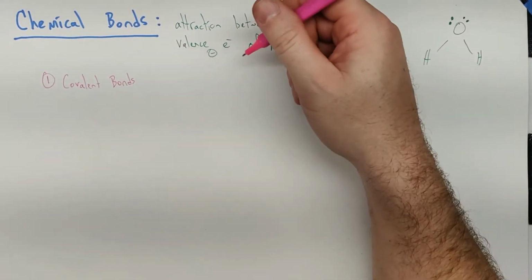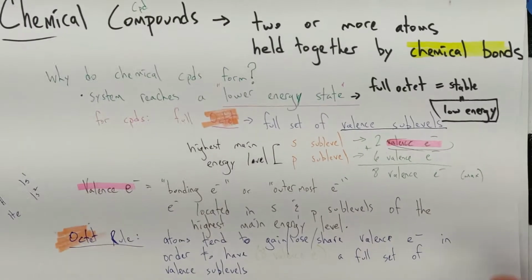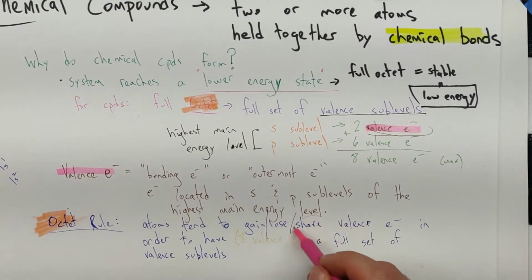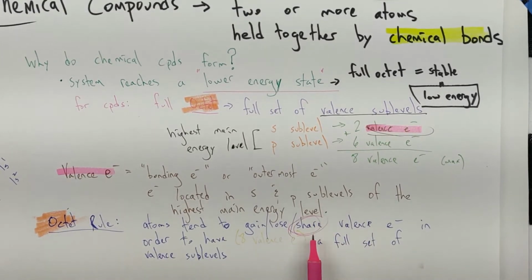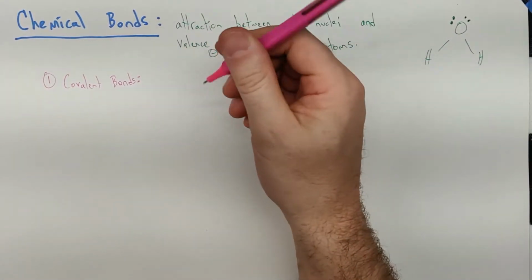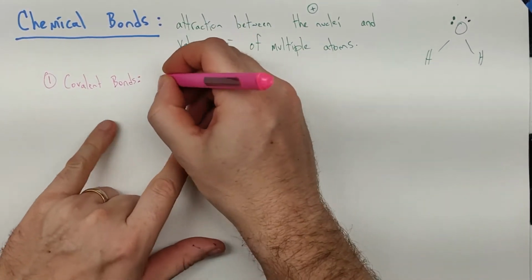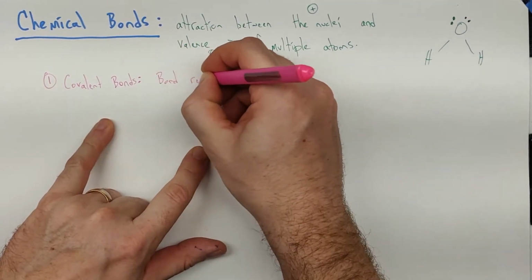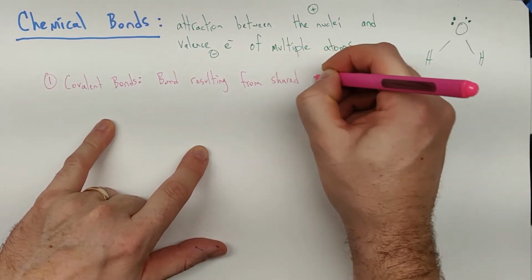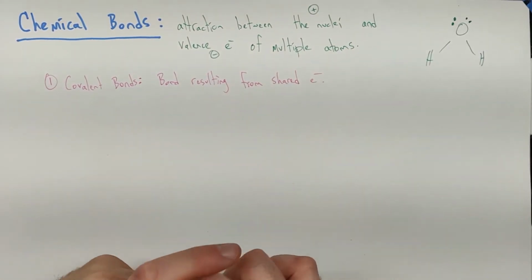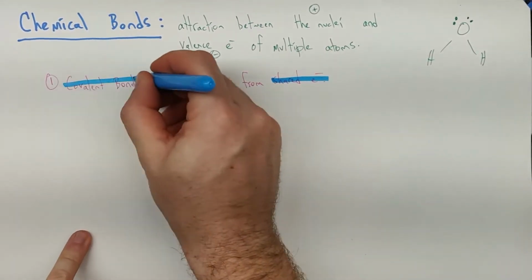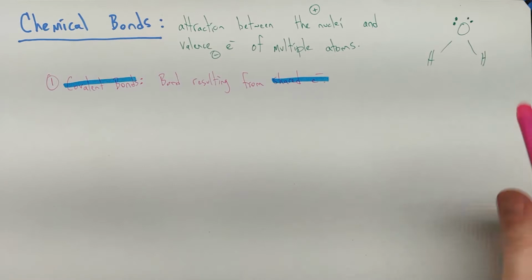If you look back at what we had said previously for the octet rule, atoms tend to gain, lose, or share. Well, one of the ways that we can reach a full octet is to share, and that's what covalent bonds do. So a key idea in covalent bonds is a bond resulting from shared electrons. Highlighting the most important part to extract from that: shared electrons. If you're looking at covalent bonds, you're talking about shared electrons, and that's the key there.